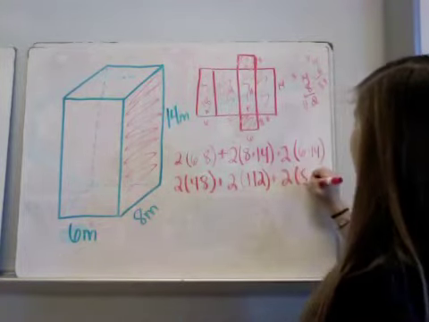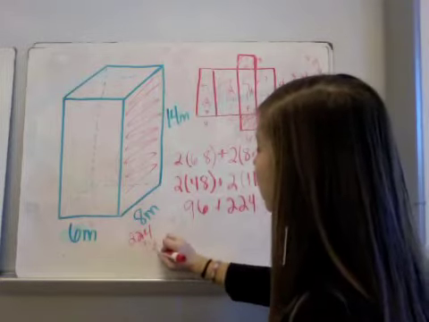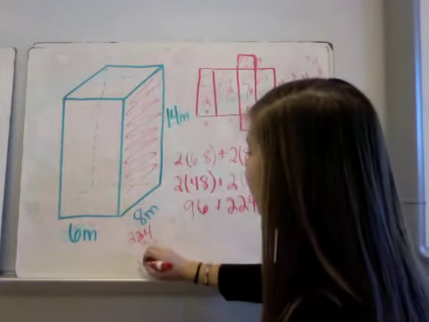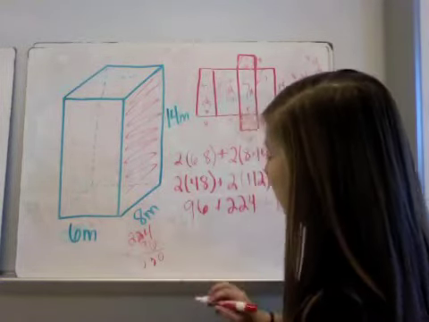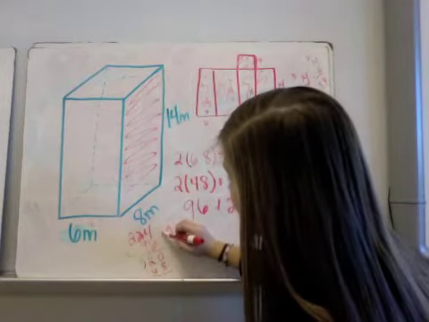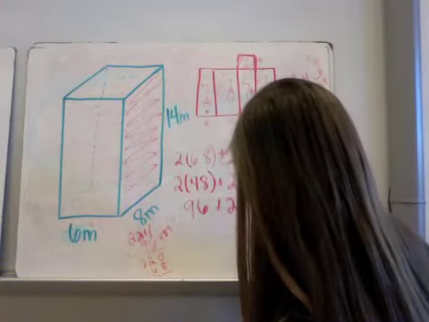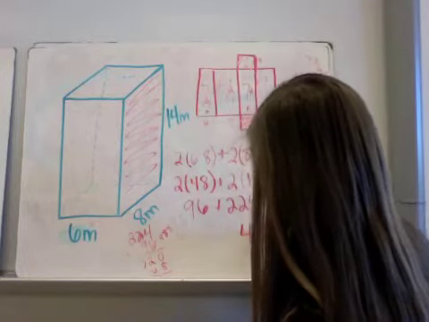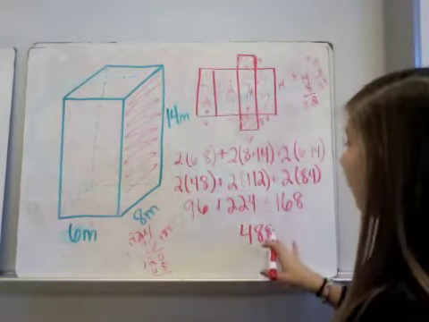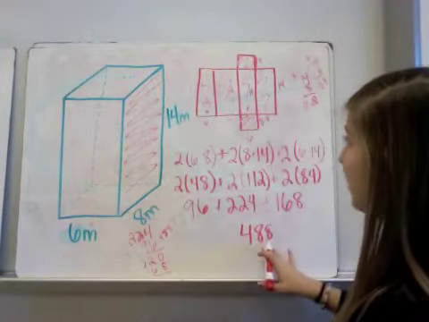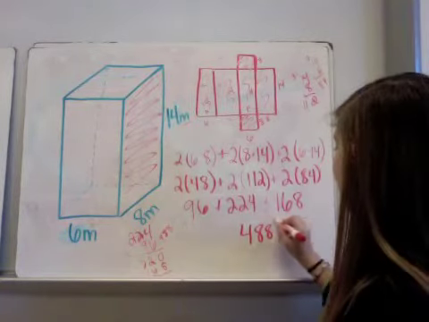I'm going to combine these two first, my preference. So I'm going to do 224 plus 96. It's going to give me 330. All right. Oops, sorry. 320. And then plus 168. I ran out of room. 488. So, sorry, my steps got really messy. But 488, then I'm going to look at my units, which is meters, and since I'm finding surface area, it's going to be meters squared.